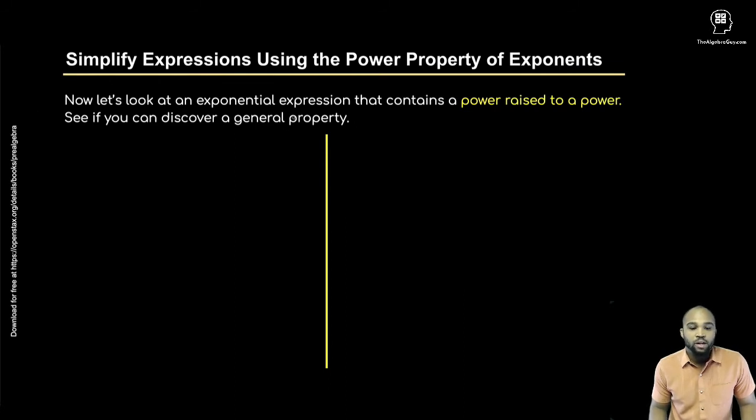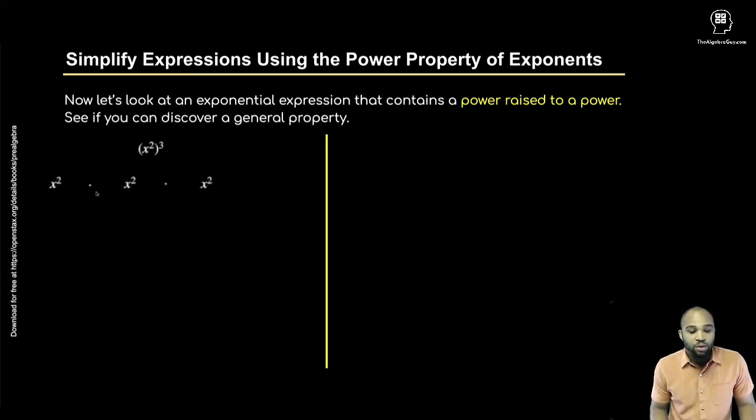All right, let's simplify expressions now using the power property of exponents. So let's look at an exponential expression that contains a power raised to a power. So what can we discover about the rule associated with this? What if you have x squared cubed? Or another way to read that, x squared to the 3rd power. Well, that's the same thing as saying x squared times x squared times x squared.